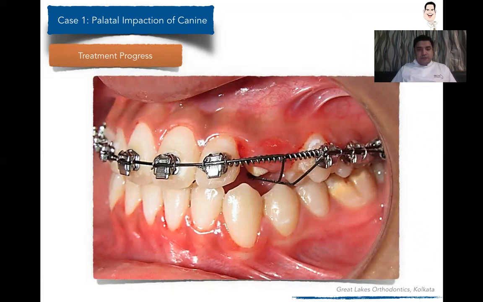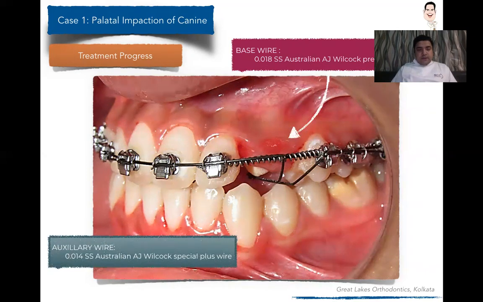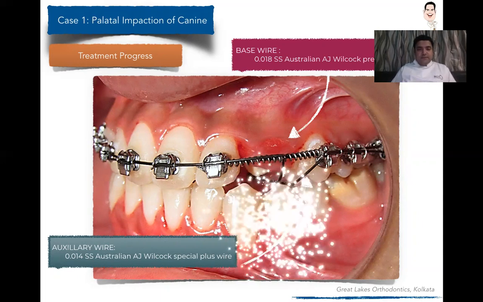because that's the most important part of this presentation. The base arch wire is a 018 SS Australian AJ Wilcock wire. So that's your base arch wire. The auxiliary arch wire is 014 SS, which has an inverted loop auxiliary to bring the canine outside into line. We have given a description of the details of how the biomechanics work in our previous slide.